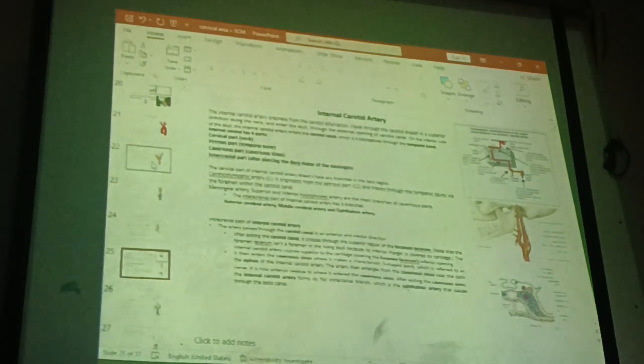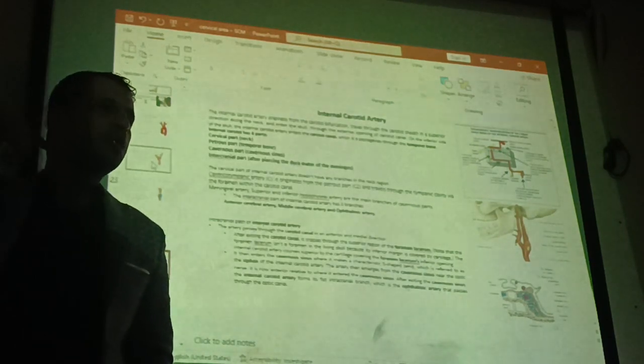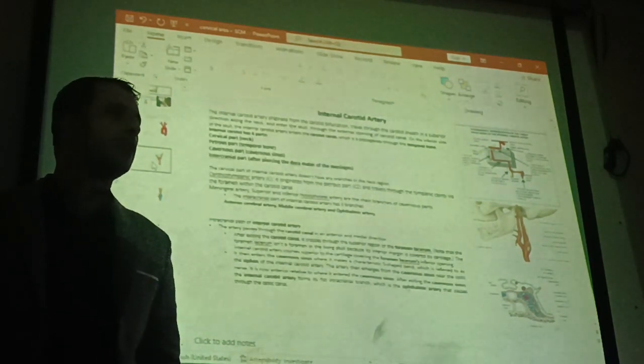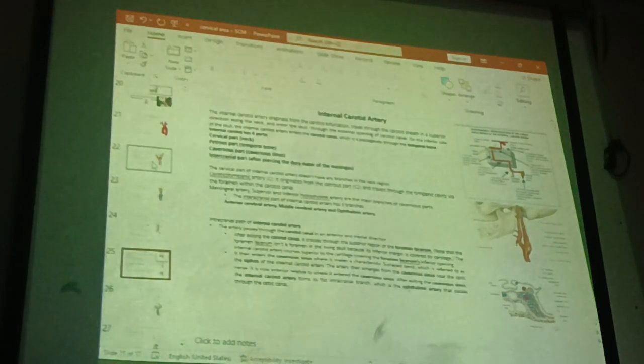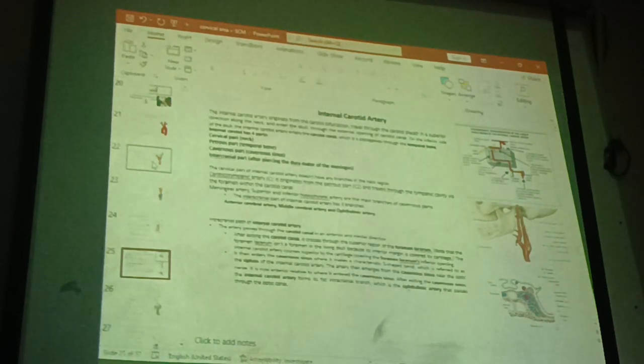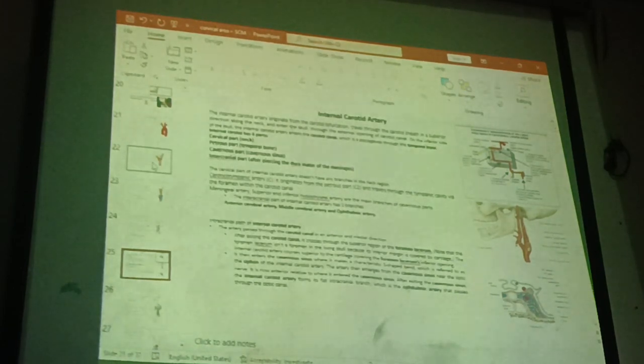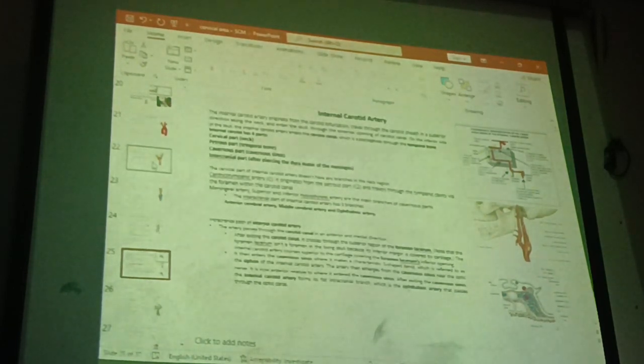I divided this route into four parts. The first part is the route located in the cervical area, in the neck. It doesn't have any branch in the neck because it is completely covered by the carotid sheath. The second part is the route located in the depths of the petrous part. There, it has some branches, named the caroticotympanic branch.